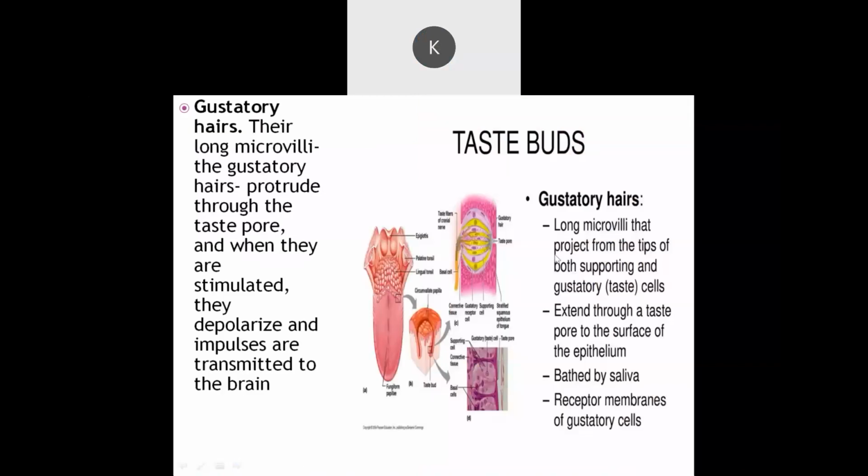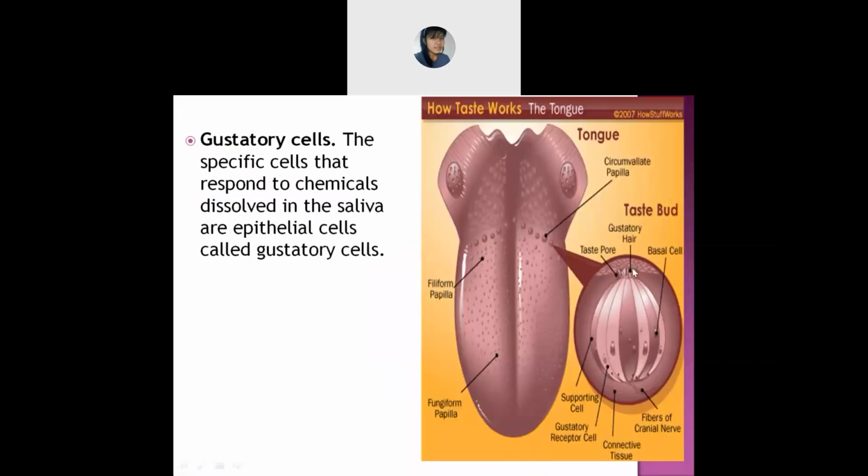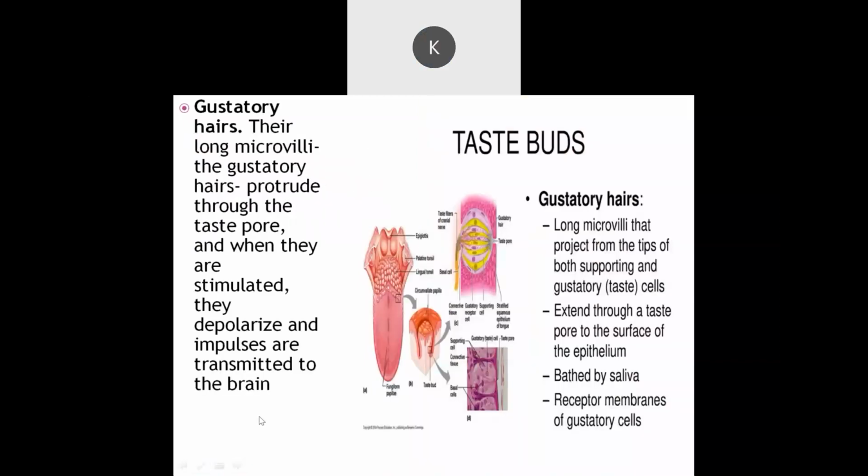Okay, next is the gustatory hairs. So this is the gustatory hairs. I hope you can see. Yes, ma'am. The gustatory hairs are microvilli. Microvilli means what? They are small, they are thin, they are hair-like structures. From the name itself, hairs, and they protrude.